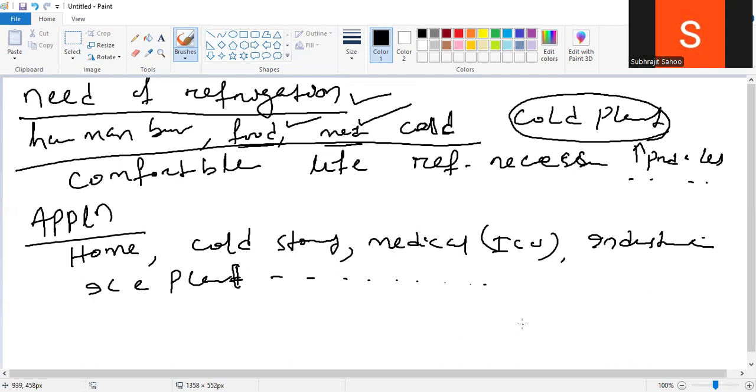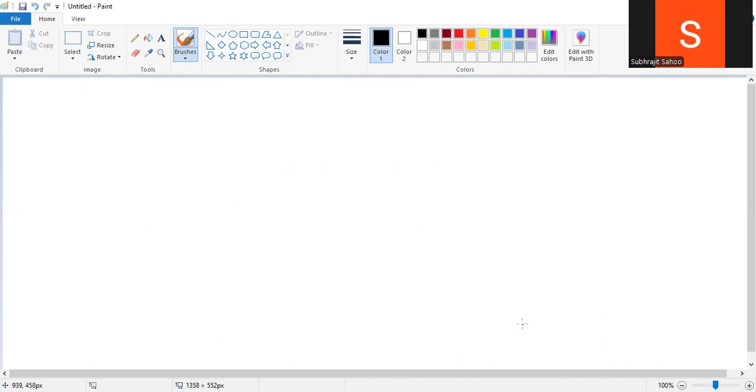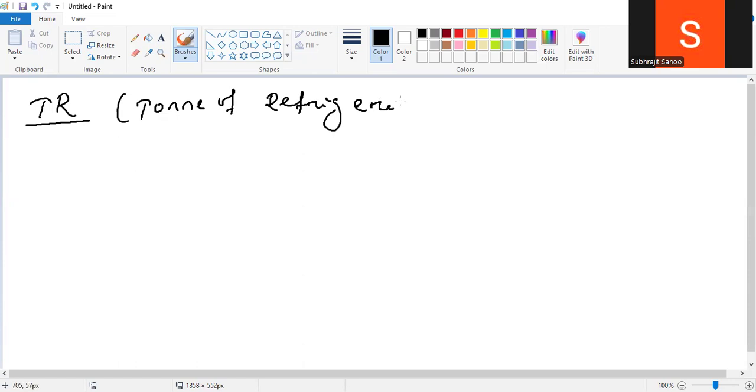Next, I will talk about several technical terms here. What are those technical terms? I mean, those are the properties. First one is TR, ton of refrigeration. Its short form is TR, ton of refrigeration. This ton of refrigeration is also called the unit of refrigeration.